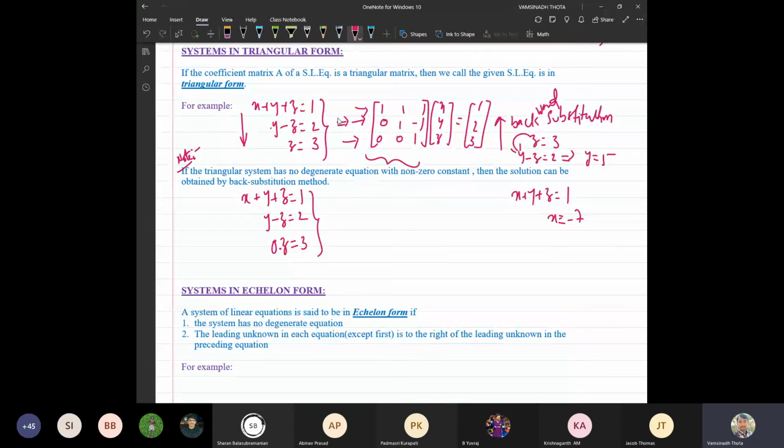If you write this, it is an upper triangular system, no doubt. Does it mean every upper triangular system will have a solution? No, not necessarily. There is something called the degenerate equation. Some of you have asked, I think 10 to 15 minutes back. Now you observe.